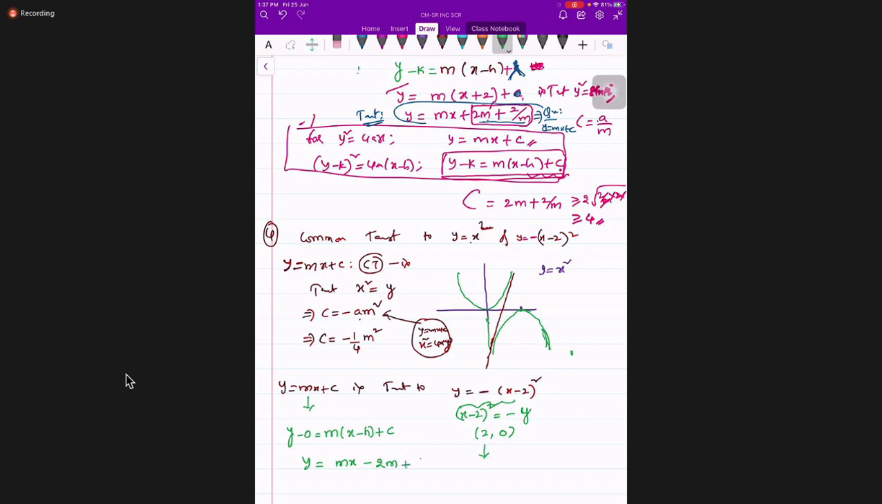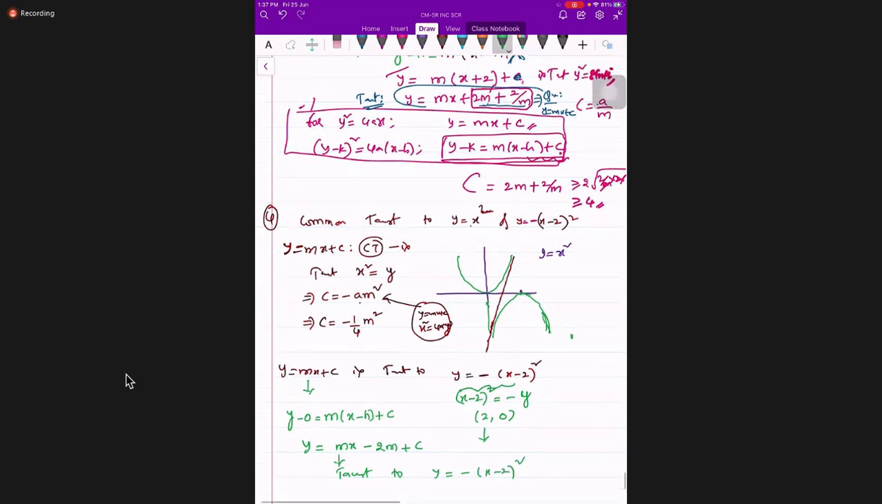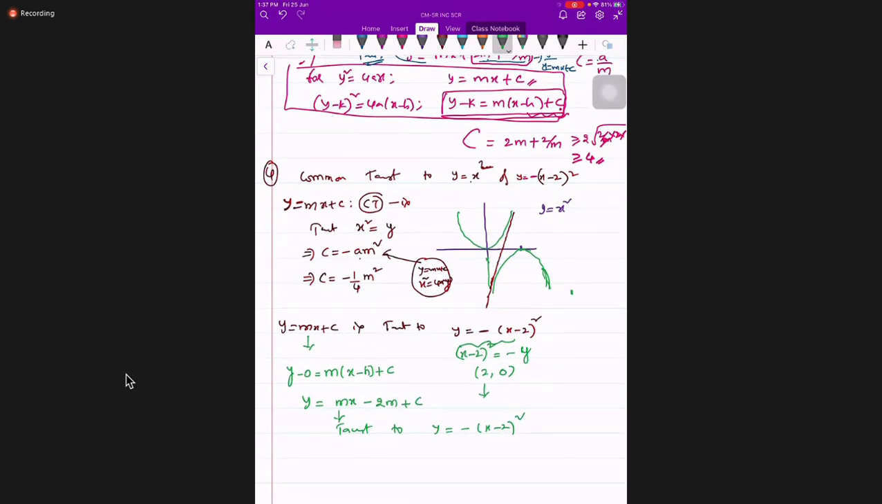Plus c. Students, understand? This is your tangent to this parabola, right? Yes, sir. Please, I am telling repeatedly, please don't confuse. First condition you forgot about that. You assume there is nothing above. Now this is the tangent to this parabola here. This is the tangent to the second parabola.